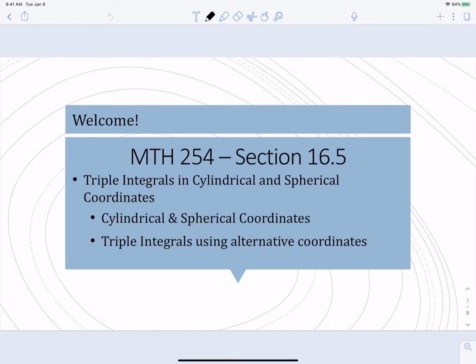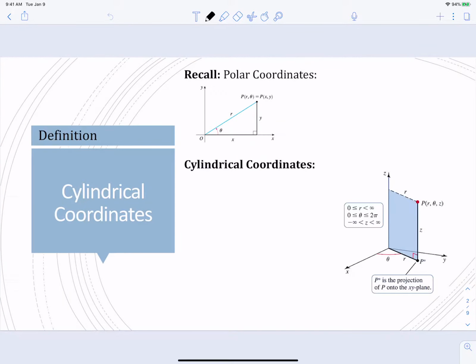So for each of these, we'll start off with what these coordinate systems are and how they relate to the ones that we already know, the rectangular system and the polar system. And then we'll talk about how we will convert our triple integrals into these alternate forms.